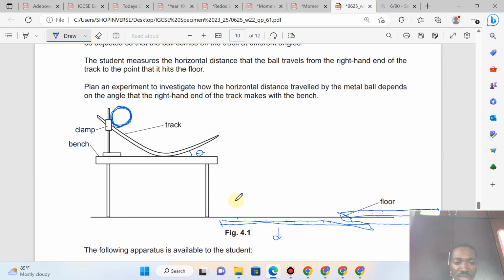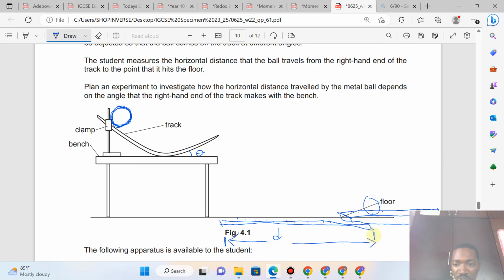When you release the ball here, the ball will roll down. Then once it leaves this point, it will fly and land at some point. Wherever it lands, you now measure the distance. That's why I put d here, as the distance from the beginning, where the ball takes off, to wherever the ball lands. This distance here, you label it d.